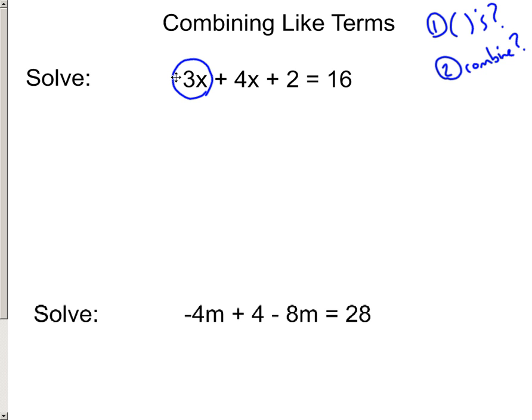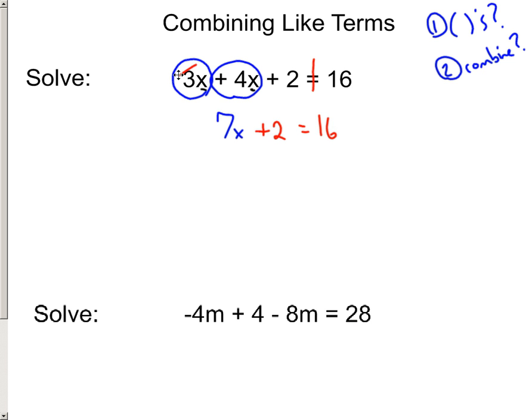It's a 3x. And is there another term that's just like it? Well, this is a term that has an x on it, just like this one does. So you literally say, well, 3 plus 4 is 7. And they both have x's, so we'll just put an x there. Then you ask yourself this, does this 2, this last term on this side of the equal sign, have an x? Nope. So we're just going to let it sit right there beside the 7x. The equal 16 comes down.